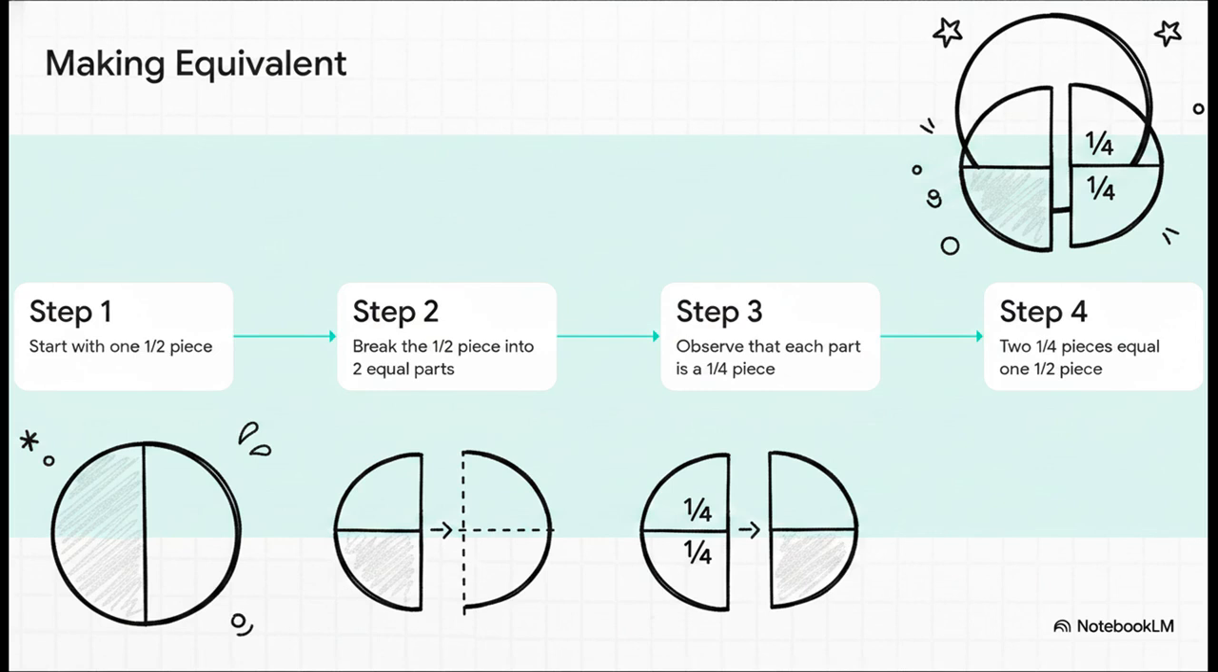Gupri is playing with his fraction kit to figure this out hands-on. He starts with one big 1/2 piece. Then, he snaps that 1/2 piece right down the middle into 2 equal parts. He instantly notices that each of those new, smaller parts is exactly a 1/4 piece. And when he pushes them back together, it's super obvious that 2 1/4 pieces take up the exact same amount of space as the original 1/2 piece. The pieces got smaller, sure, but he doubled how many he had, so the overall value literally never changed.